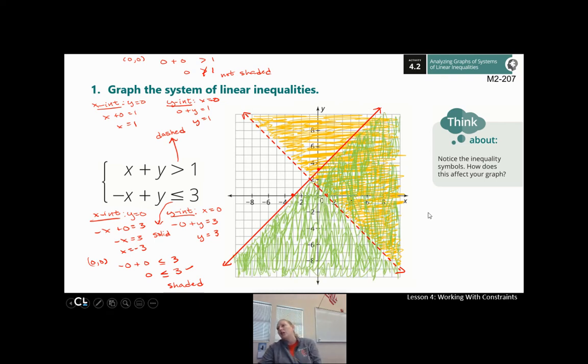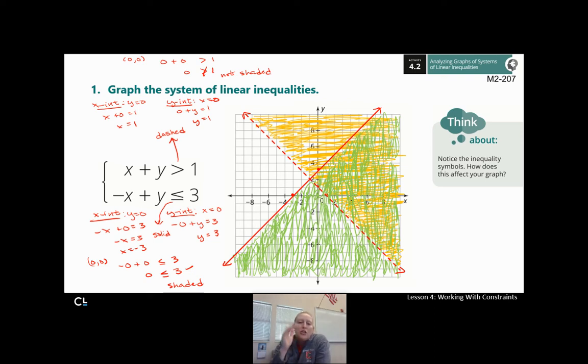And I used a slightly different color, right? Now, again, we said our solutions are in the overlap. So our solutions are going to be in this chunk right here. That's a big chunk, not a sliver this time. And you can see we've created 4 sections. We have a region that's just true for the first inequality. We have a region that's just true for the second inequality. We have a region that's not true for either inequality. And then, of course, these are our solutions, the points that are true for both inequalities.